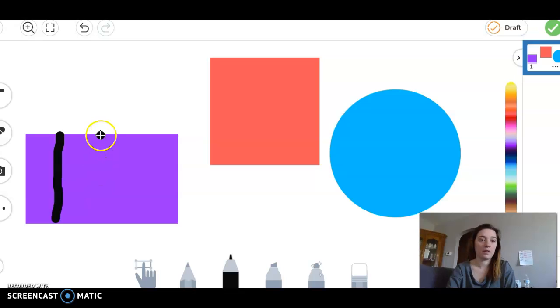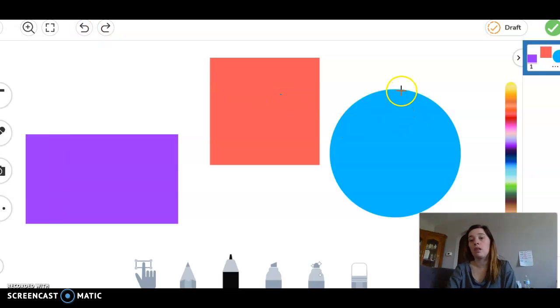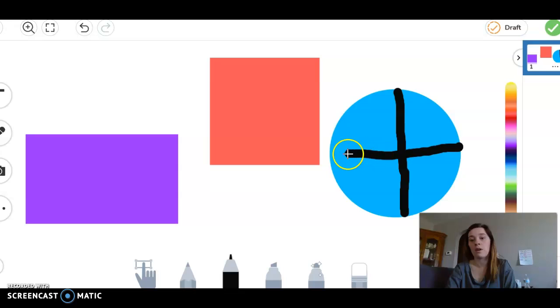1, 2, 3, 4. Or I could go horizontally. Now, the circle, the easiest way to do that is to just go 1 vertical and 1 horizontal. Okay, that's how we do a circle. So we talked today about dividing shapes into fourths. This would be 1/4.